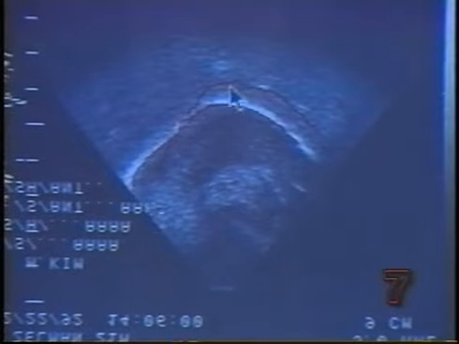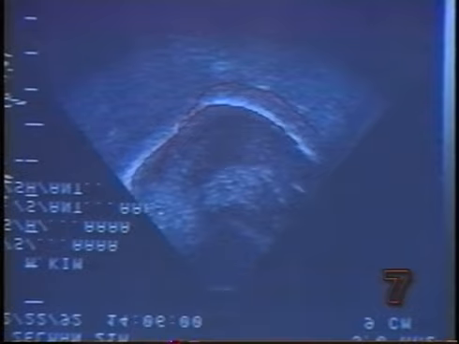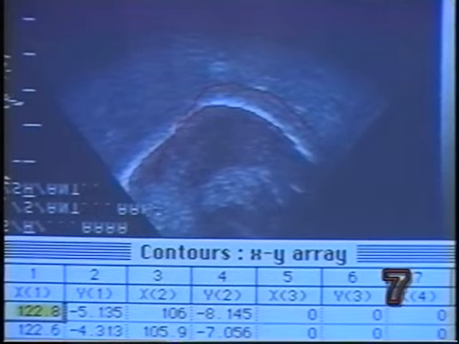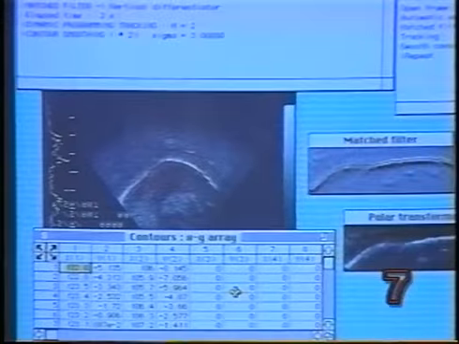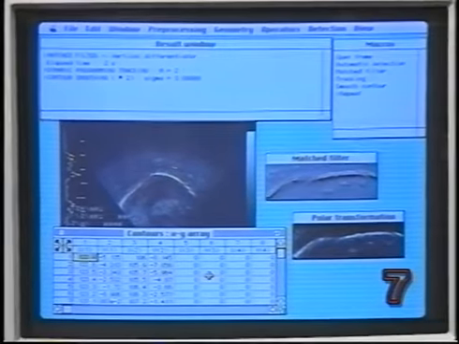We can also compare images by overlaying one contour upon another. The data itself is stored in a table which can then be saved and used in other files for further data analysis.